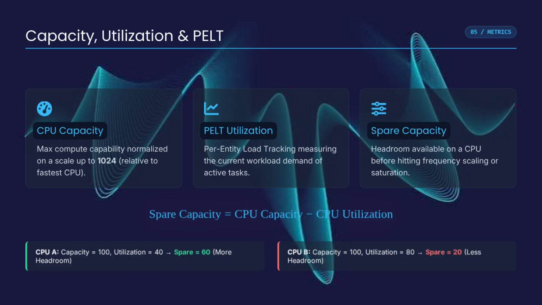EAS also needs to know how busy each CPU currently is. CPU capacity is the maximum work a core can handle, normalized on a scale up to 1024 relative to the fastest CPU. Utilization, tracked via PELT, per entity load tracking, measures how much of that capacity is in use. Capacity minus utilization gives spare capacity, the headroom left. CPU A, capacity 100, utilization 40, has 60 spare. CPU B, same capacity, utilization 80, has only 20 spare, clearly less room for new work.